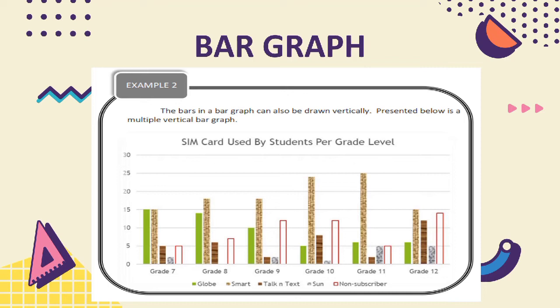So again, for bar graph, we have two types. We have the vertical and the horizontal graph.